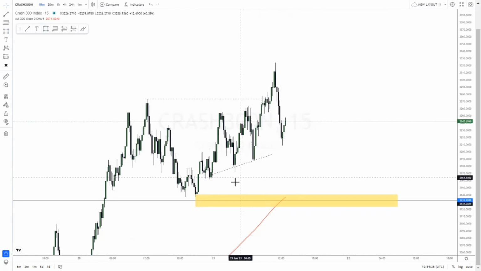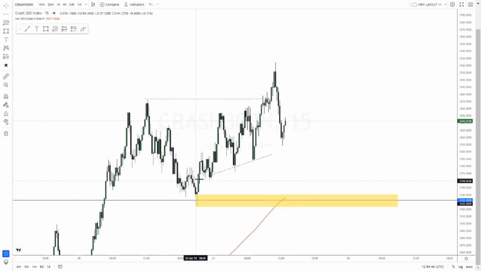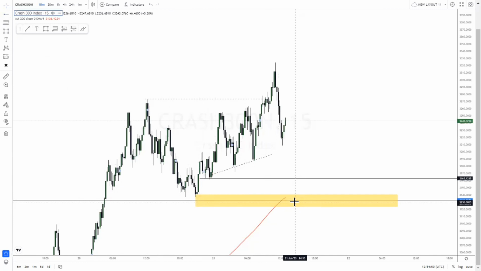Now I have additional confluence apart from the wick, apart from the liquidity over here. And then if you check, there's also an imbalance over here, apart from the imbalance over here, we still have the 200 EMA. So this can actually be a sweet buy trade for me. That is how I use my 200 EMA.